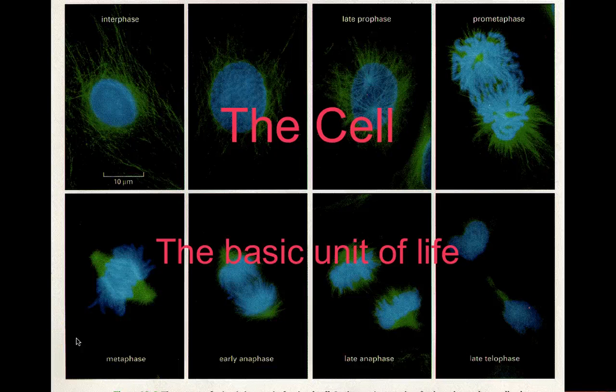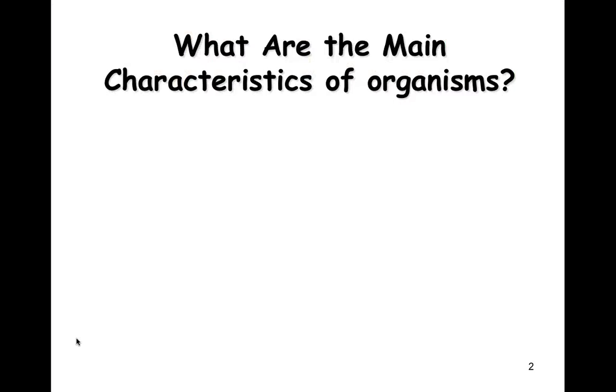Alright guys, we're going to go over the cell, the basic unit of life. So what are the main characteristics of organisms? In order for it to be considered living, it has to have all of the following things. If it is missing just one, we will not consider it to be a living organism.